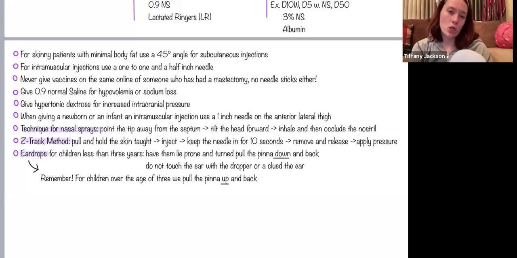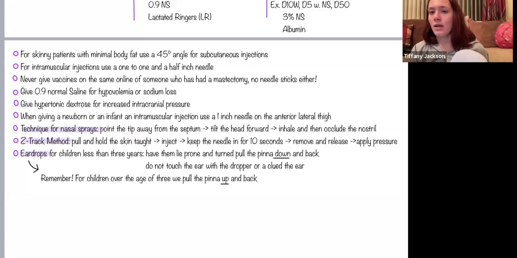Just no hypertonic dextrose. When we're giving intramuscular injections to newborns, we're going to use a 1-inch needle, and we always are going to go to the anterolateral thigh. We're going to avoid the deltoid, and we're going to avoid the greater trochanter. When administering a nasal spray, we always make sure that we point the tip away from the septum, and then you're going to have the patient lean their head forward, and then you inhale and occlude.